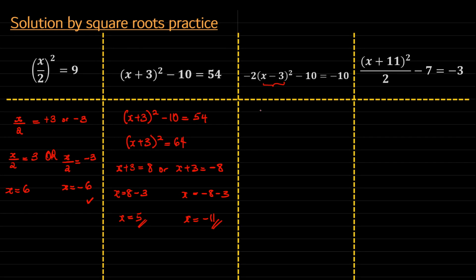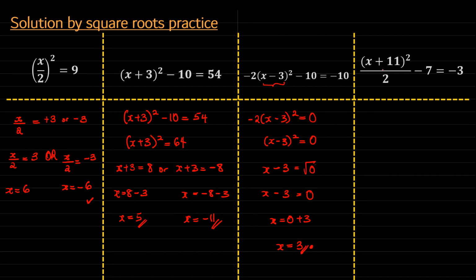The first thing we'll do is add 10 to both sides. That would give us negative 2 times the bracket x minus 3 squared is equal to 0. The next thing would be to divide both sides by negative 2. So I'm going to have x minus 3 squared is equal to 0 divided by negative 2, which gives you 0. Now I take the square root. I would have x minus 3 is equal to the square root of 0, which basically gives me 0, which means I have just one solution. In fact, once I knew I had to take the square root of 0, I knew I would have one solution. If I move this 3 over, I would have x is equal to 0 plus 3, so x is equal to 3.